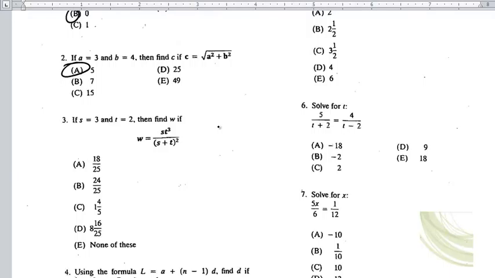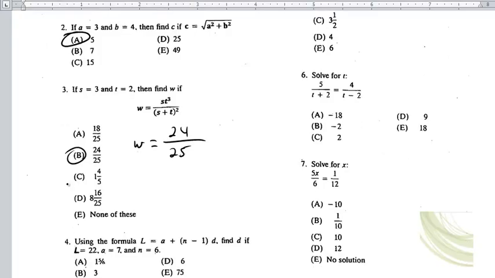Number 3, S is 3, T is 2, then find W. So again, do you really need to write everything out? I don't think so. T cubed, or 2 cubed, is 8. So 8 times 3 is 24. That's pretty easy. And on the bottom, s plus t. So 3 plus 2 is 5. 5 squared is 25. So I didn't have to do anything in a calculator. Just 24 over 25. All right.